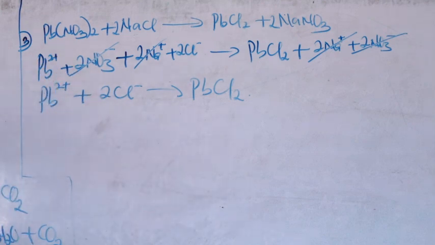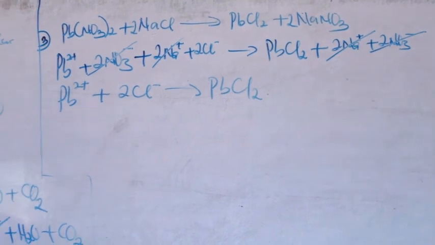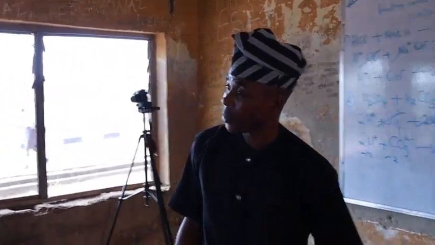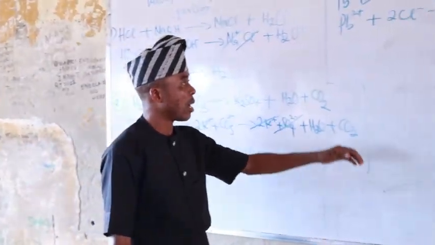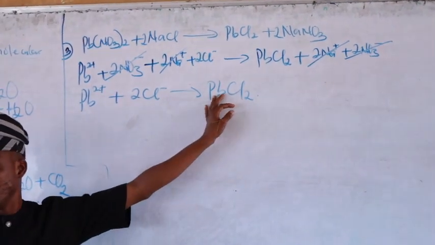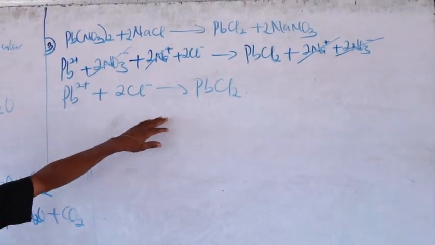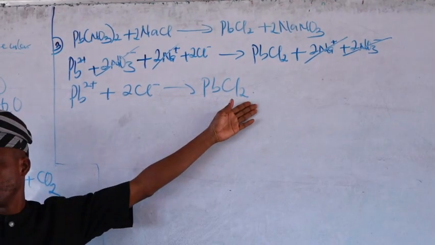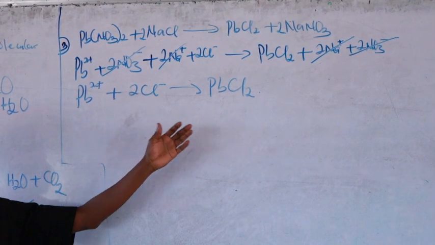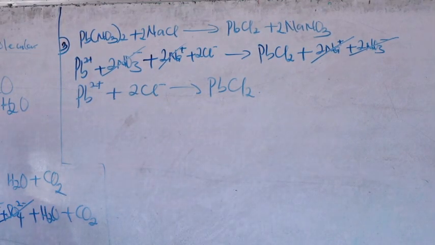And of course, you can check if the ionic equation you are putting is right or wrong by counting the atoms and checking the charge. Lead is 1, and you have lead is also 1 here. 2 chloride, and you have 2 chlorine atoms. And of course, you have plus 2 minus 2 to give us 0, and what you have here is also 0. So that is how to write the ionic equation.